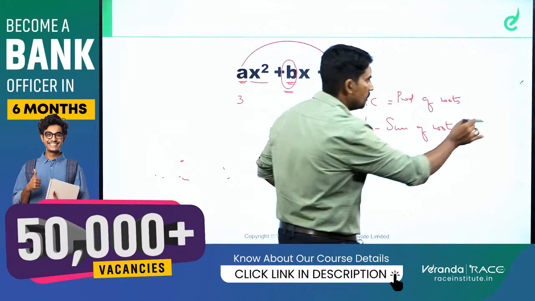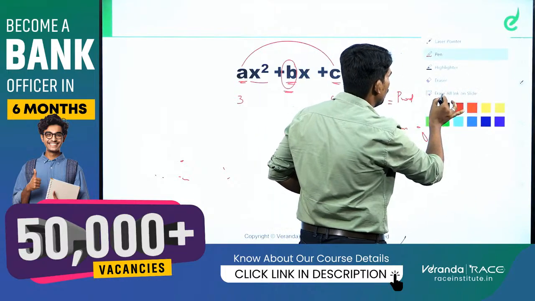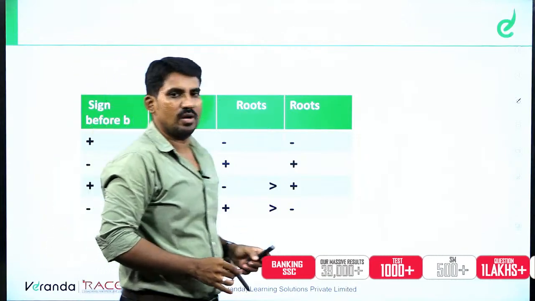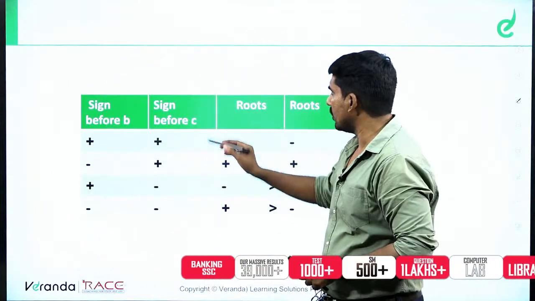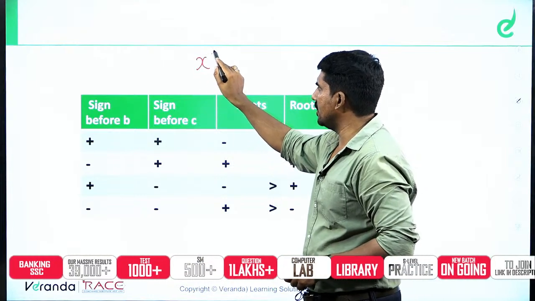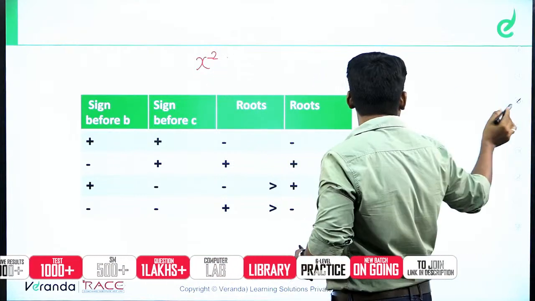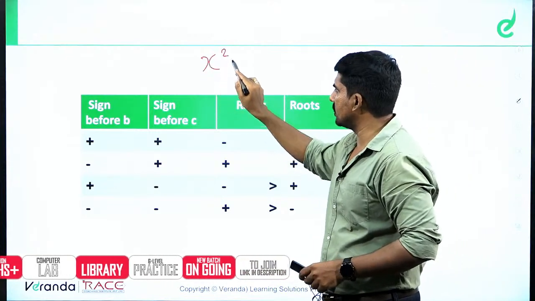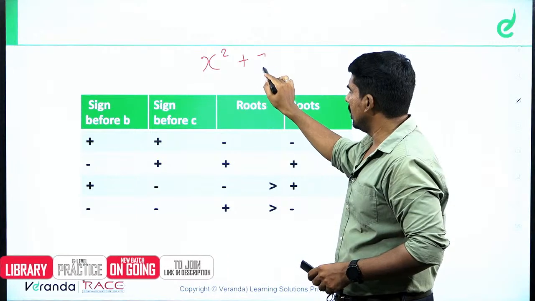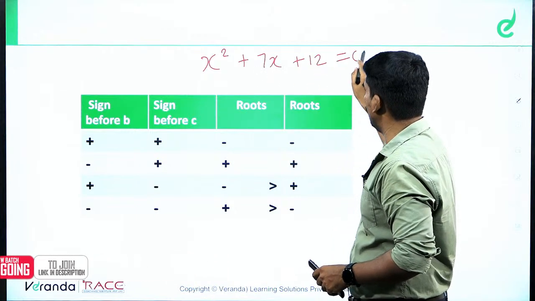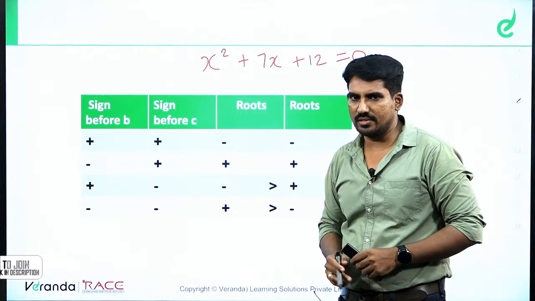Now finding roots, by seeing any equation, how we can find the roots is, we should know one table. Listen, the table is based on the equation given. For example, one equation given: x square plus 7x plus 12 is equal to 0. One equation they have given like this.